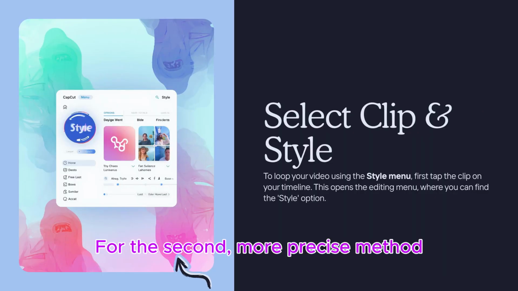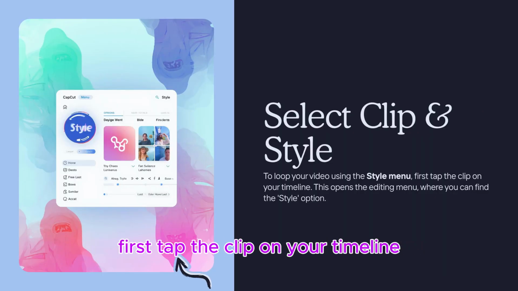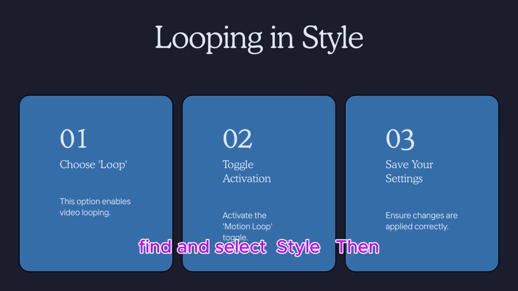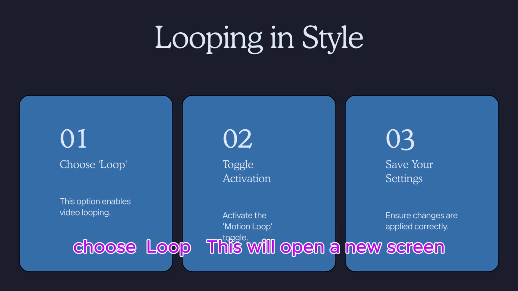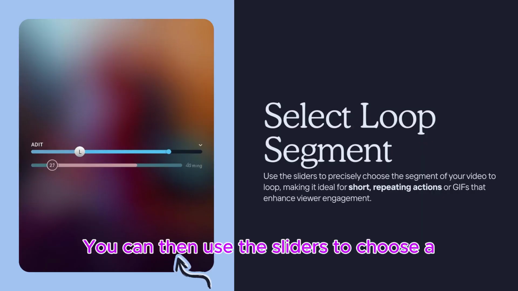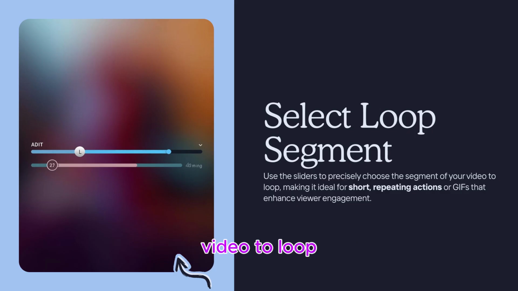For the second, more precise method, first tap the clip on your timeline. In the editing menu that appears at the bottom, find and select Style, then choose Loop. This will open a new screen with a motion loop toggle. Turn this toggle on. You can then use the sliders to choose a specific segment of your video to loop, making it perfect for short, repeating actions or GIFs.